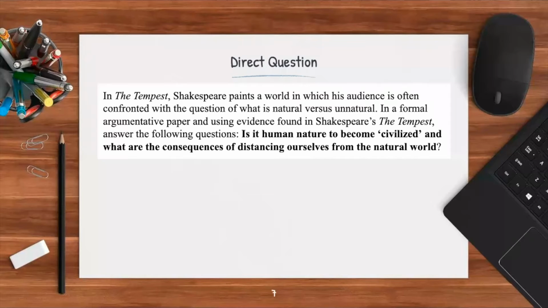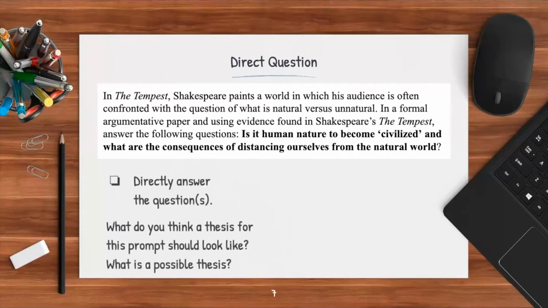So this prompt says, in The Tempest, Shakespeare paints a world in which his audience is often confronted with the question of what is natural versus unnatural. In a formal argumentative paper and using evidence found in Shakespeare's The Tempest, answer the following questions. Is it human nature to become civilized, and what are the consequences of distancing ourselves from the natural world?